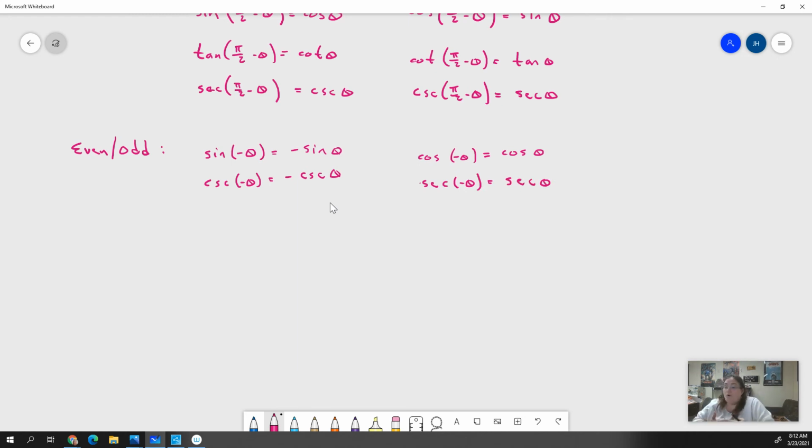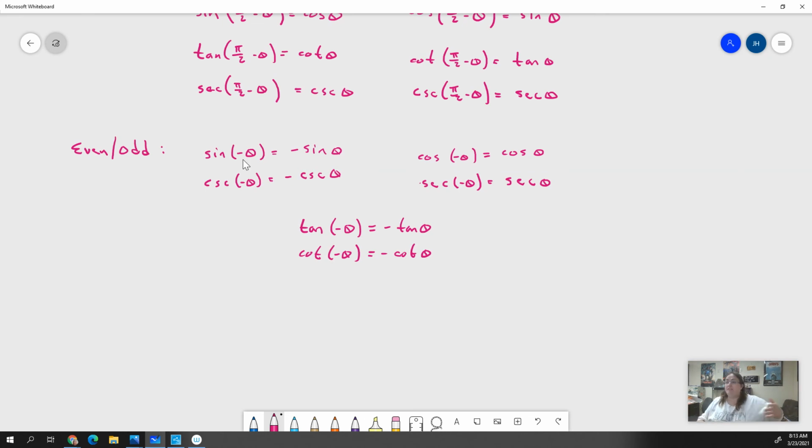In all honesty, all you need to remember is that cosine and secant, if you have a negative theta, translates to a positive. The rest of them will all be negative. If I have tangent of negative theta, I get negative tangent of theta. If I have cotangent of negative theta, I get negative cotangent of theta.